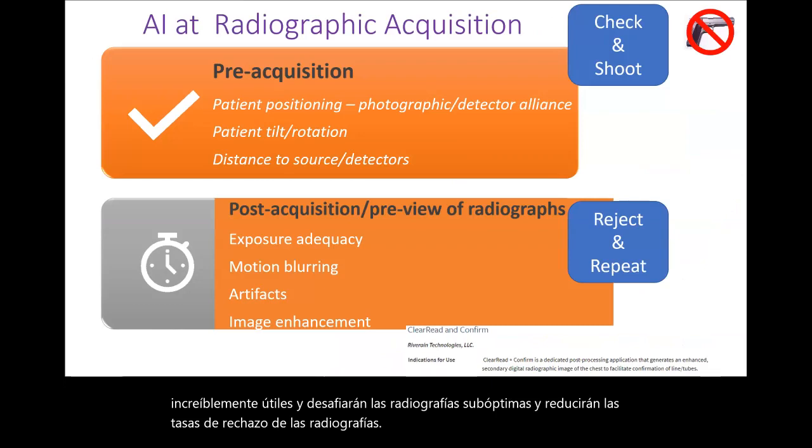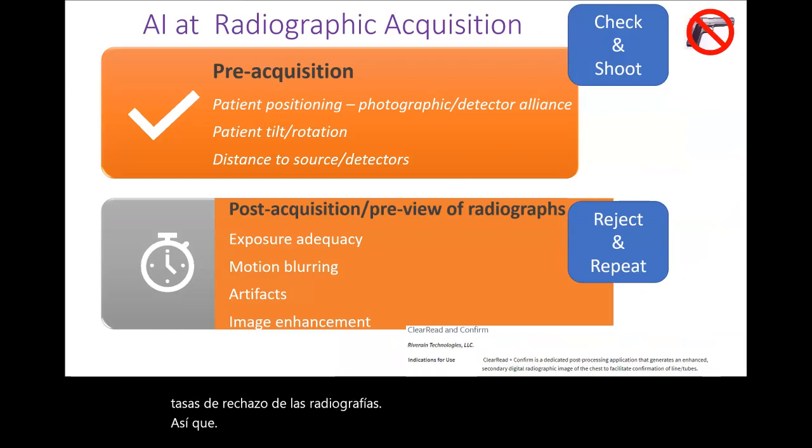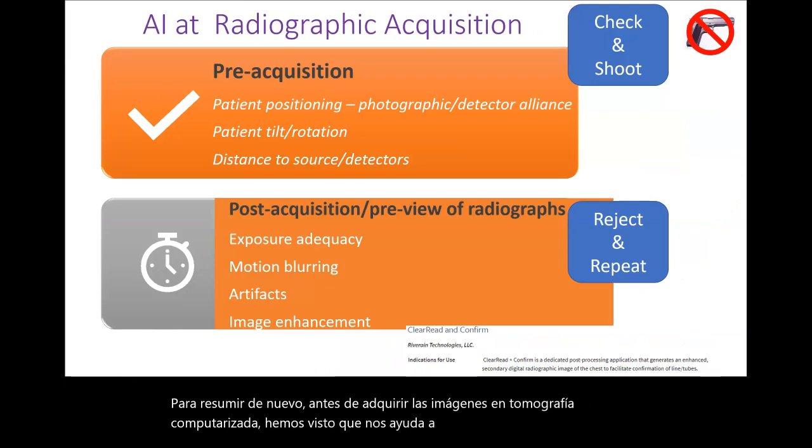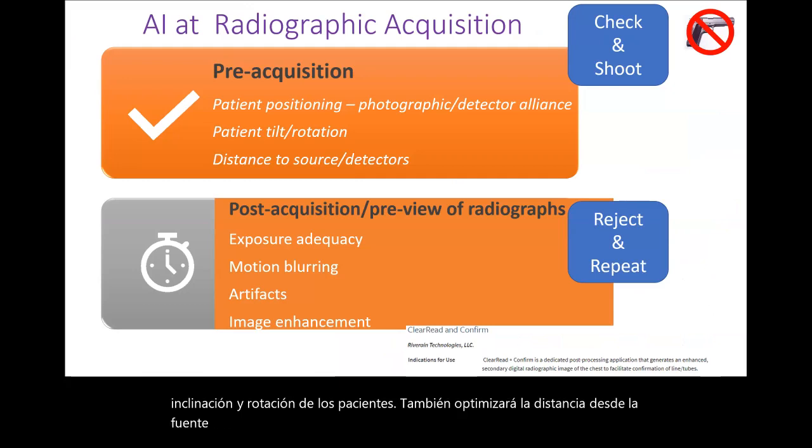So to summarize again, before we acquire the images in CT scan, we have seen that it helps us to position the patients by optimizing patient centering. And it also will help us to optimize the tilt and rotation of the patients. It will also optimize the distance from the source to the detectors. All this improves the image quality.